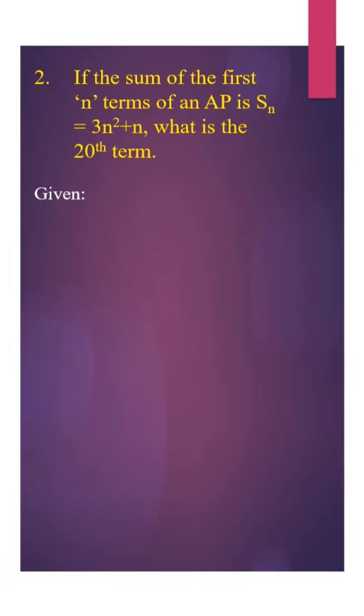First we will note down all the given data. We are given Sn equal to 3n square plus n, that is, the sum up to n terms of this AP. Now we are going to solve this question using this one formula, that is an equal to Sn minus Sn minus 1. Let us see with an example how we arrived at this formula.